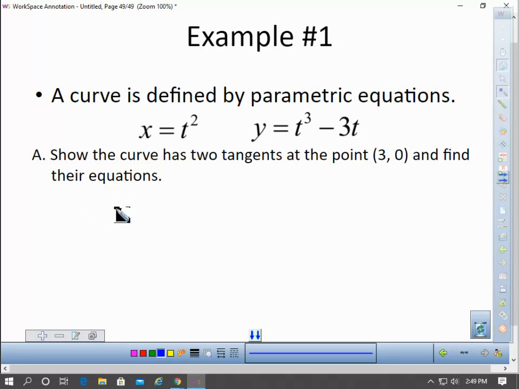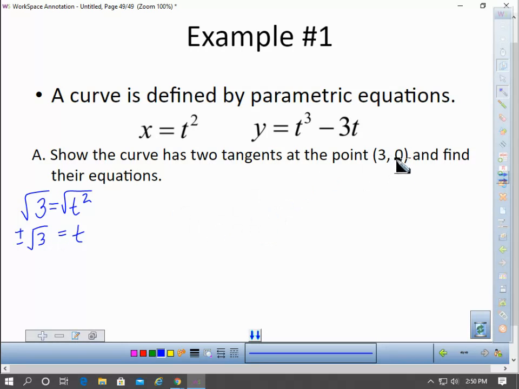All right, so the first thing we need to do is put in the point (3, 0). So 3 is our x-coordinate, so that means 3 equals t squared. So t is going to be the square root, so that's positive and negative square root of 3. So for our x-coordinate, there are 2 values.